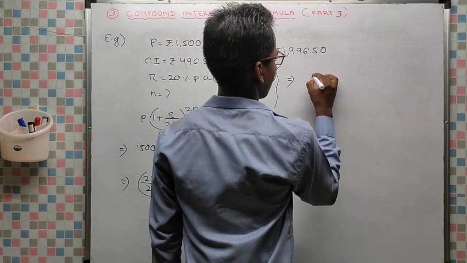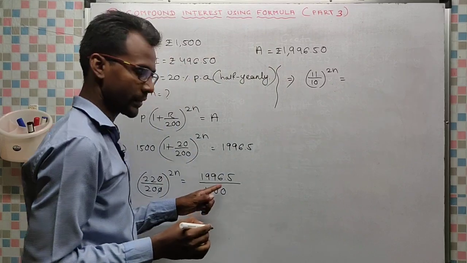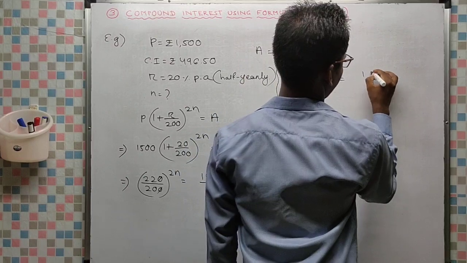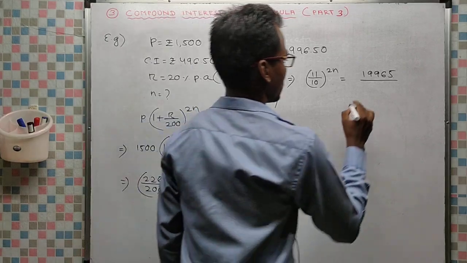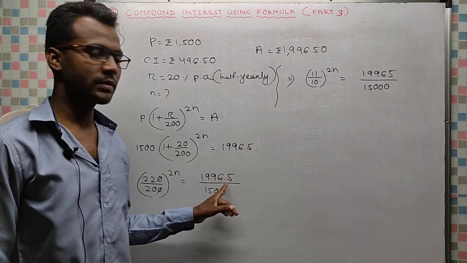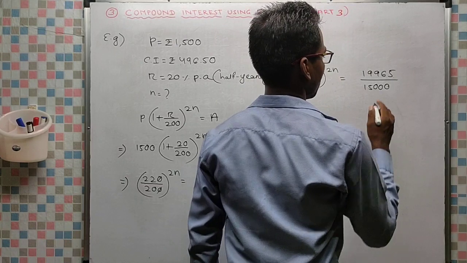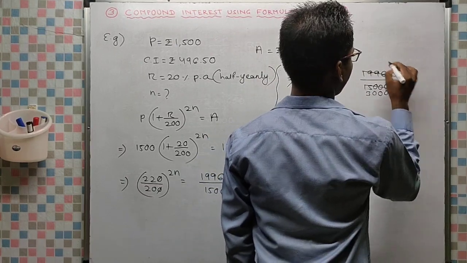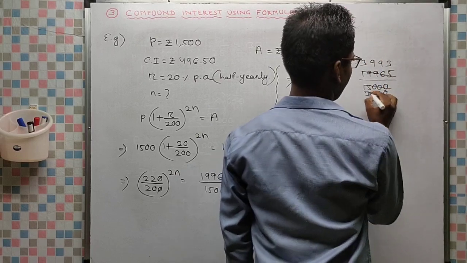Okay, so (11 by 10) power 2n is equal to, let us simplify this, the decimal you have to remove. So this will become 19965 by 15,000. Decimal means by 10, so 1500 will become 15,000. Let us simplify this. 5 3 are 15, I am dividing by 5. 5 3 are 15, 5 9 are 45, 46. Again divide by 3.